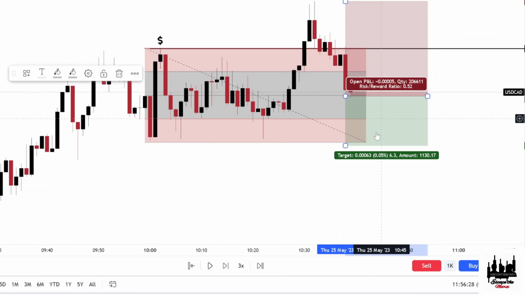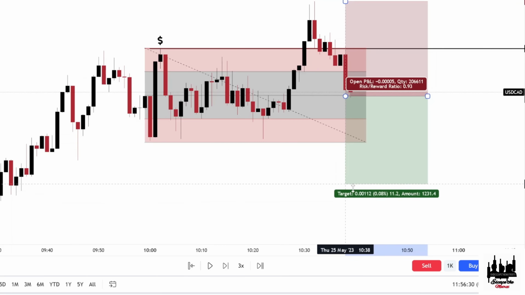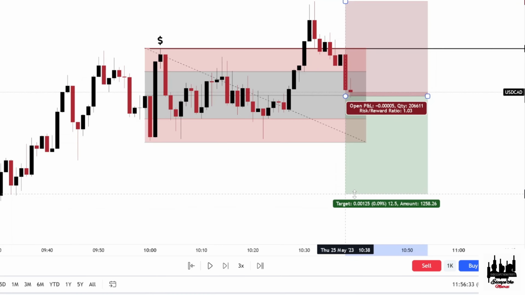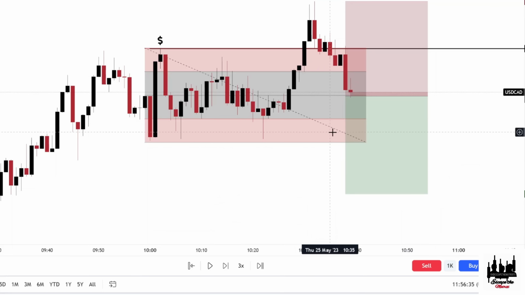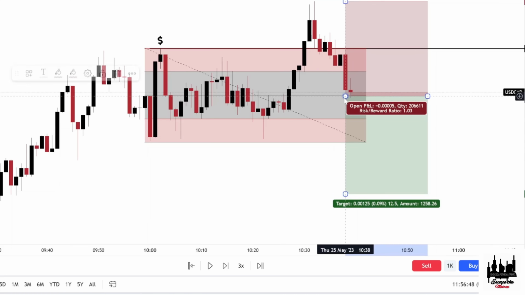And once it hits your 1 to 1 target, you could always take out partials and leave a running position till later on. Let's say it's a quarter of your position, and if the trade runs 4R, then you can get an extra, or you can have your stop loss right here at the extreme of the range. But my suggestion is always have it at the peak. Better safe than sorry, right?